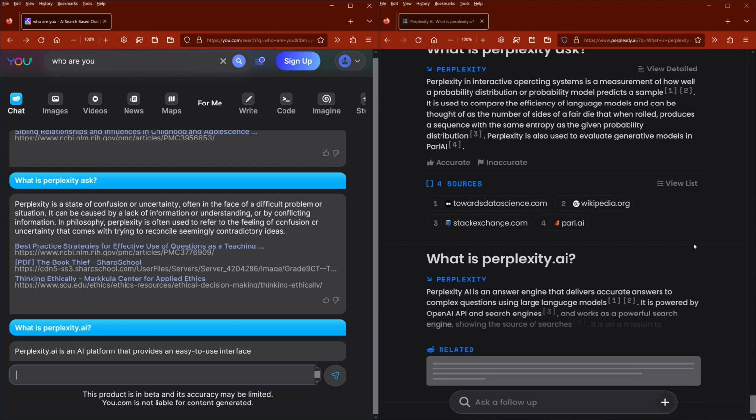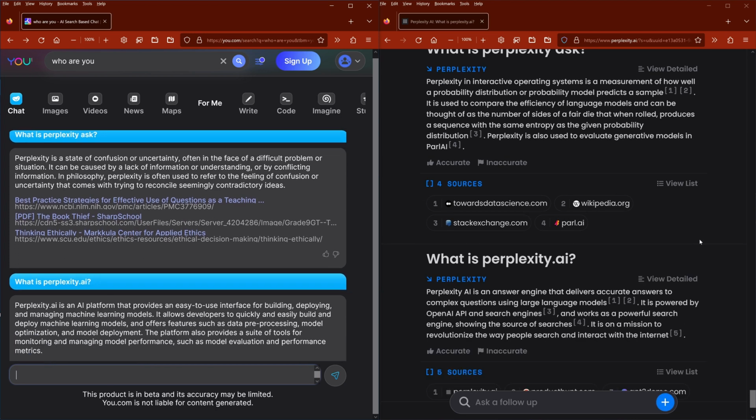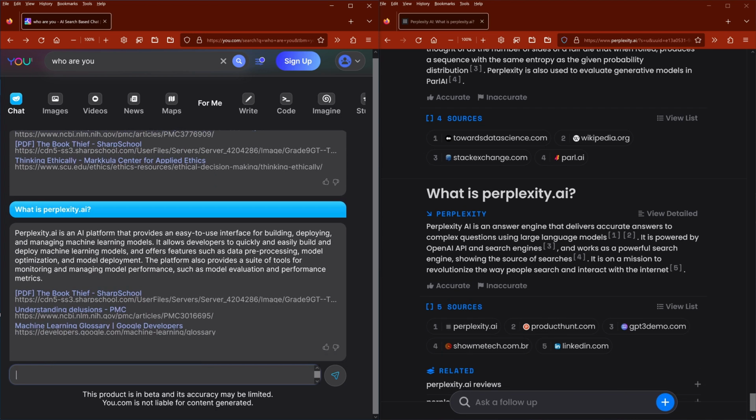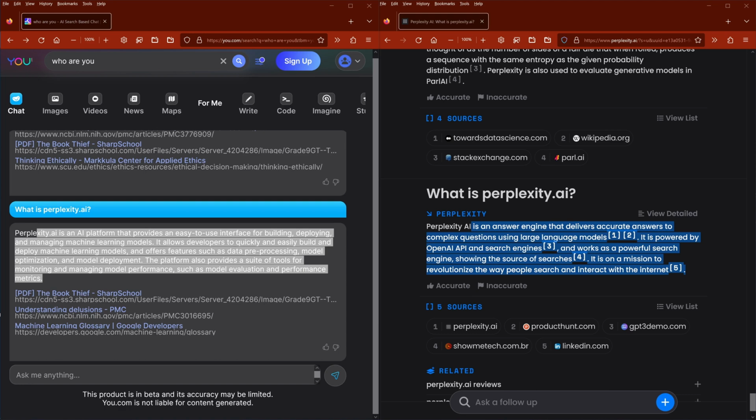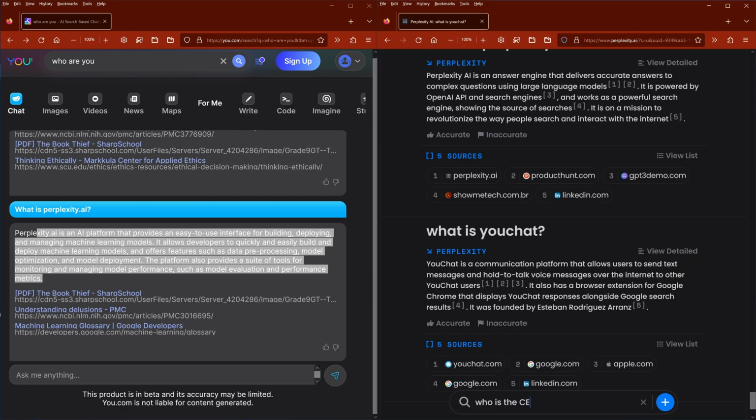What is Perplexity.ai, the homepage? And here now we get the answer by Perplexity itself. Perplexity AI is an answer engine that delivers accurate answers to complex questions using large language model. And on you.com we have an AI platform that provides an easy-to-use interface for building, deploying, and managing machine learning models. Yes, build machines. So you see, both systems have the same architecture, but they provide completely different answers to us.